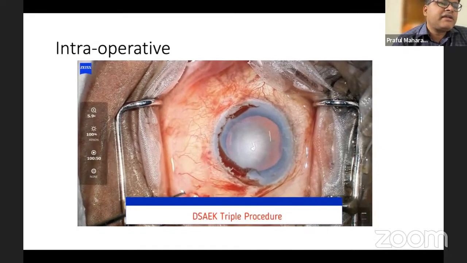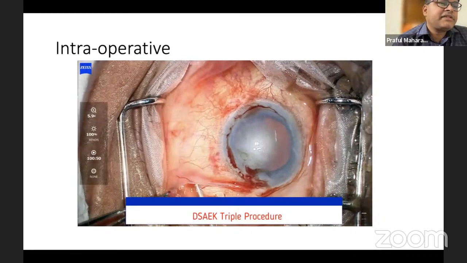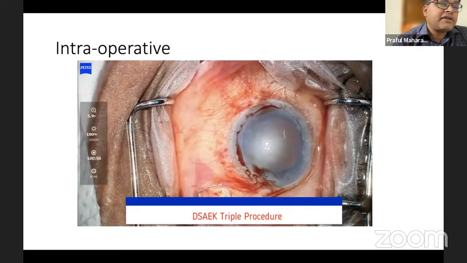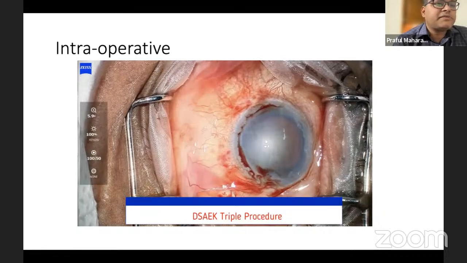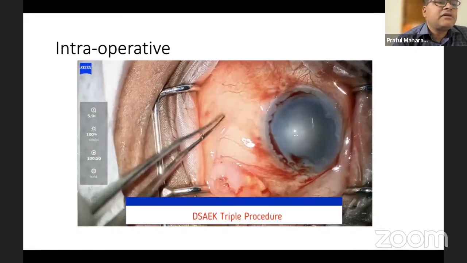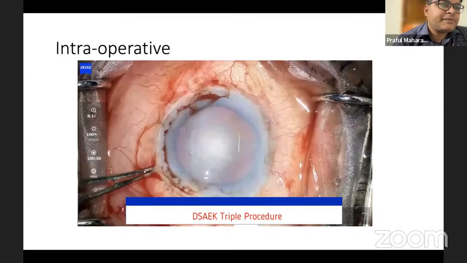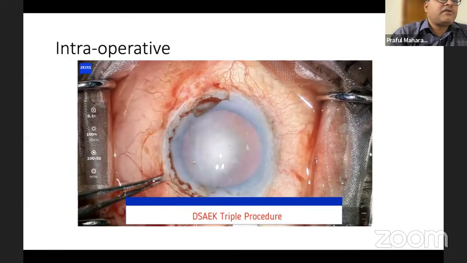Here the patient was a little bit uncooperative, so I had to use a little bit of subtendon anesthesia. Well, this is not the cannula that should be used, but this was the only option available to me. So I injected some anesthesia into the subtendon space. Now you can see visibility is not that good.